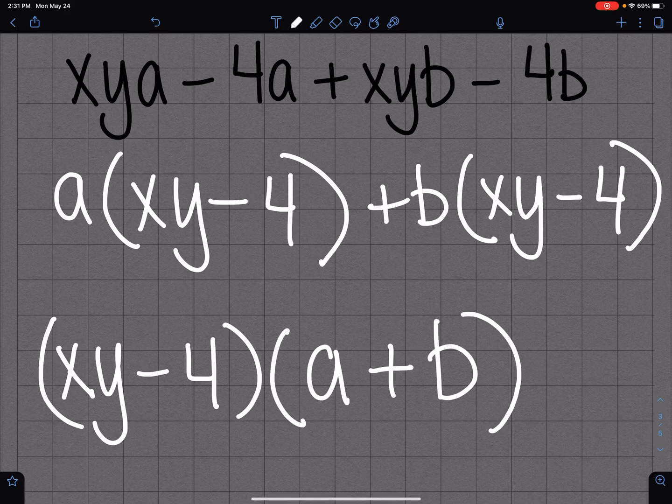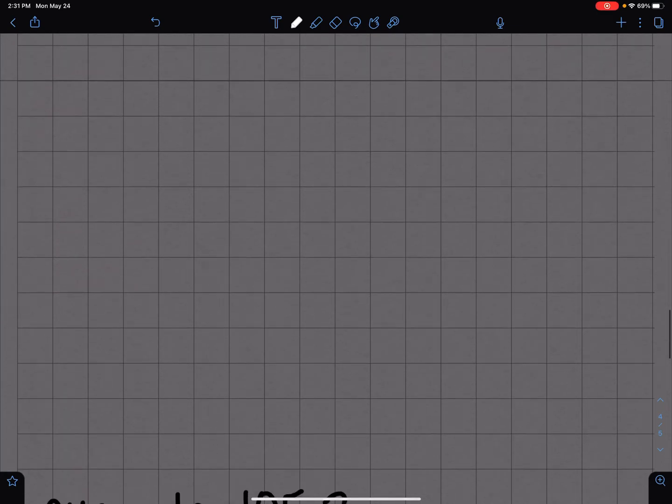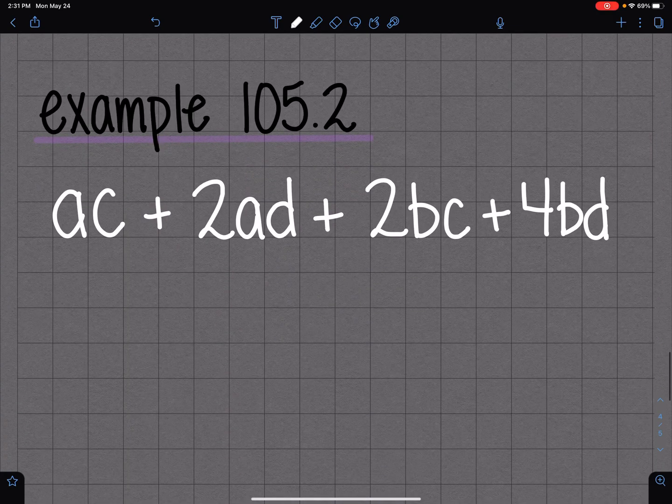So cool. This is going to be awesome, right? So that's it. That's the whole problem. Let's do one more. We're going to do example 105.2. Now I have a feeling on this one they're going to make it a little trickier here. Do you think? I don't know. Maybe not. Let's see.